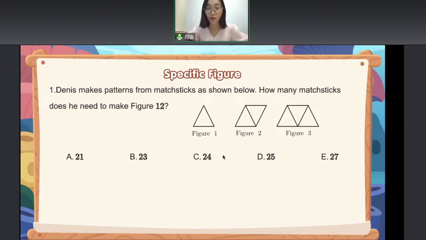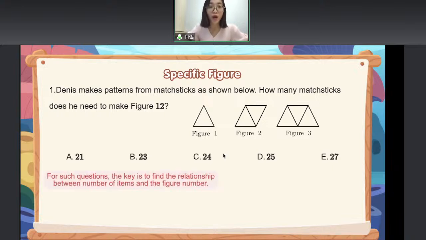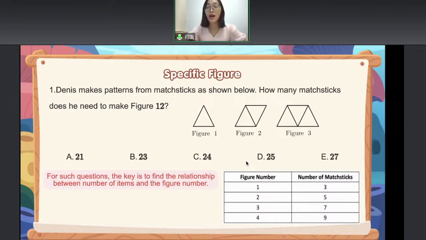We have 3 triangles. And actually, usually when it comes to figure pattern questions, we try to observe the relationship between the number of items and the figure number. So what is the number of items here? Actually, that is you try to figure out how many matchsticks we need to form each figure. And for the figure number, that is very obvious. We have figure 1, figure 2, figure 3, figure 4. So the question is, how can we figure out the relationship here? Well, maybe you can try to draw a table. The table can make it much clearer to find the relationship.